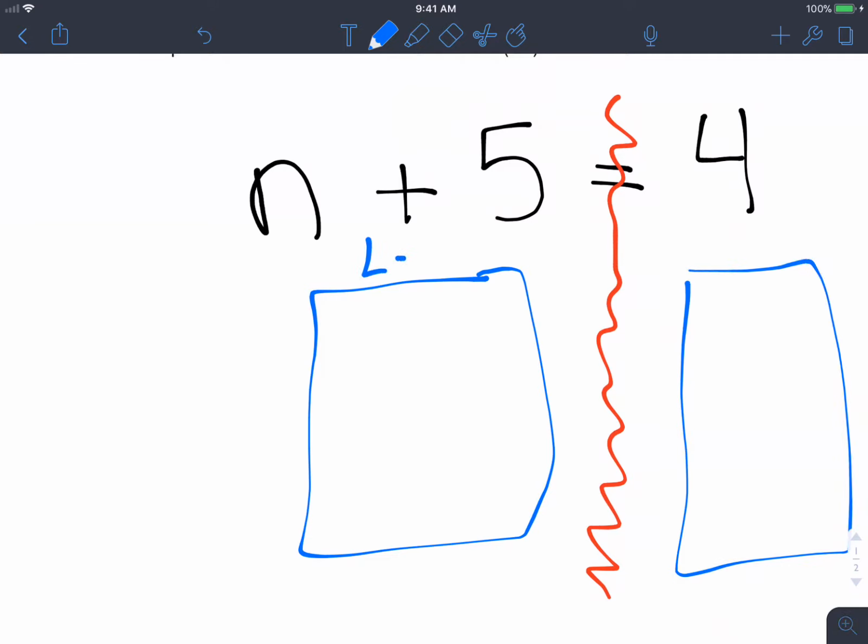One box will be for letters, and the other one is going to be for all my numbers. So if it has a letter with it, I'm going to put it in the letter box. If it's a number, I'm going to put it in the number box. Now the biggest thing I'm going to remember first: if it is on the same side as the box, I don't have to change anything. I just have to drop it down.